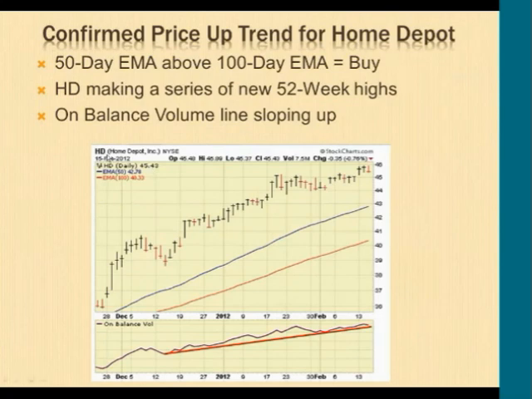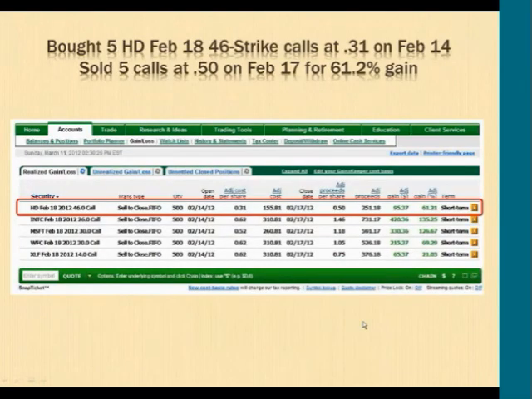Here's another example. This is for Home Depot. This was on a Prime Trade Select buy. We had the 50-day EMA above the 100-day EMA, making a series of new 52-week highs and an upsloping on-balance volume line. So I went ahead and bought 5 of the February 18th weekly calls at 31 cents and sold them at 50 cents for a 61% gain.